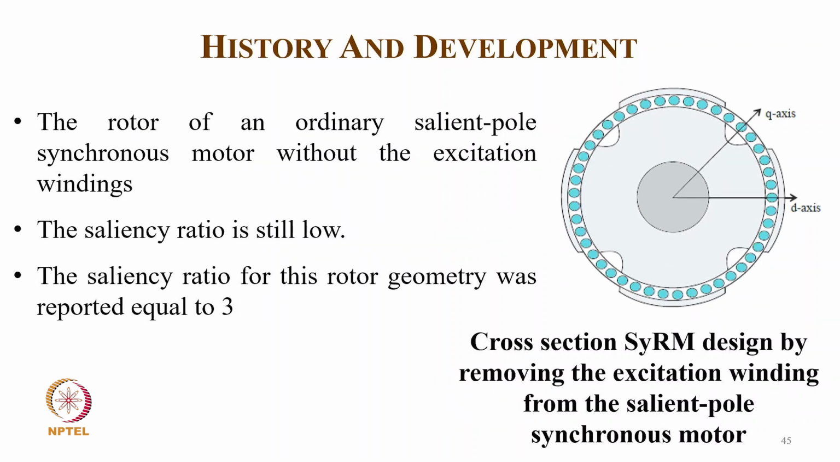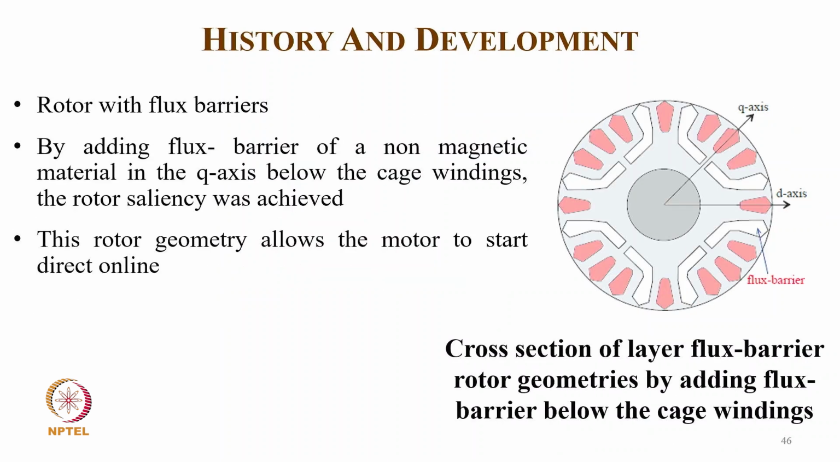Then the rotor of an ordinary salient pole synchronous motor without the excitation, and the saliency ratio is still low. The saliency ratio for this rotor geometry was also reported around 3, which shows the cross section of a synchronous reluctance motor made by removing the excitation winding from the salient pole synchronous motor.